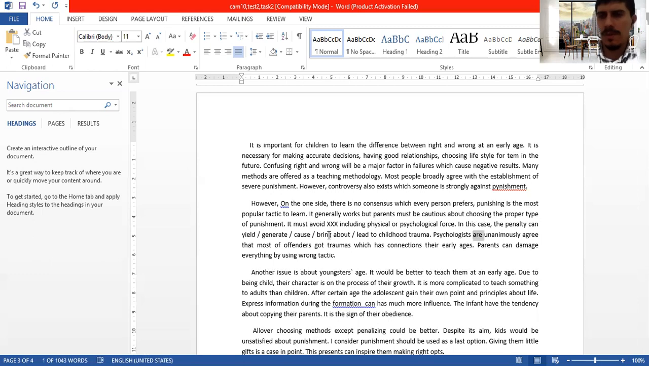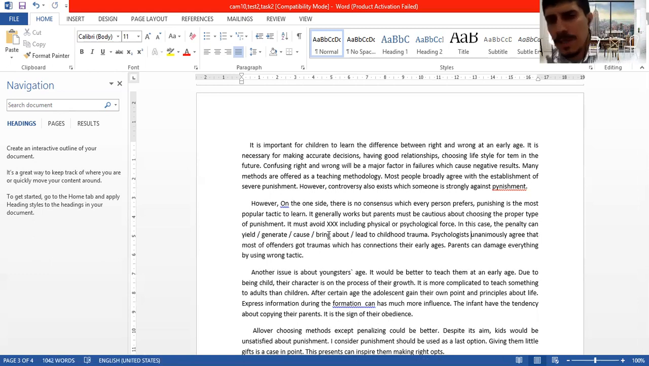Again, the same issue: we agree, not "we are agree". They agree, psychologists, not "they are agree". Just keep this in mind. Psychologists unanimously agree that most offenders got traumas instead of guidance. Try to use more academic forms of vocabulary. You can also consult a formal words document as well as online dictionaries and so forth.